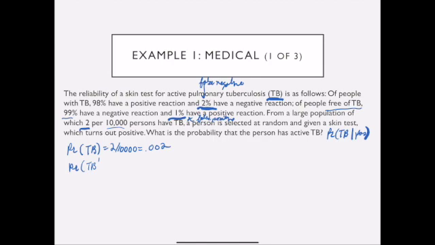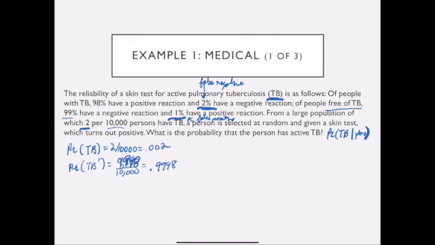That means the probability of someone not having tuberculosis, or TB converse, is 9,998 out of 10,000. So that'd be 0.9998. So that's the probability that someone in our group doesn't have tuberculosis.